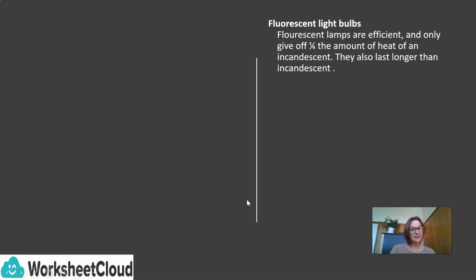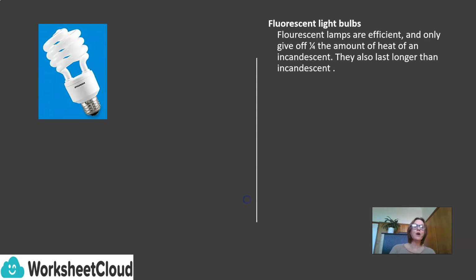We get different kinds of lights. We get fluorescent light bulbs. Now, fluorescent lamps are far more efficient than an incandescent light and only give off a quarter of the amount of heat of an incandescent light. Okay, they're generally called energy saving light bulbs, and they also last longer.